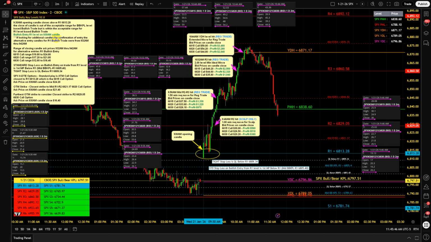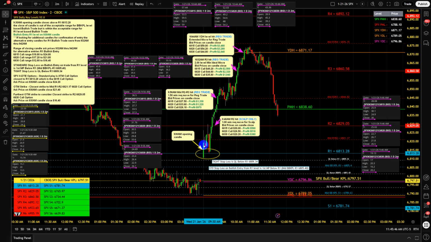Also, if looking for additional candles for confirmation of entry, alternative entry candles for the R1 bullish trade occurred between 9:32 a.m. through 9:42 a.m. So that's these candles here. All of these succeeding candles are still within the range, and they're still all closing above the R1 level.